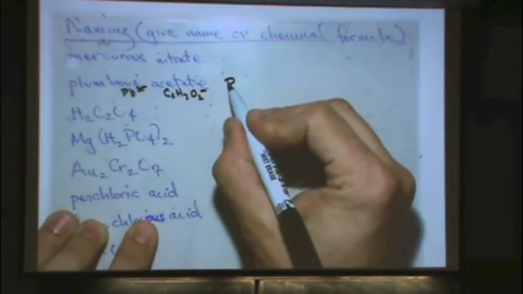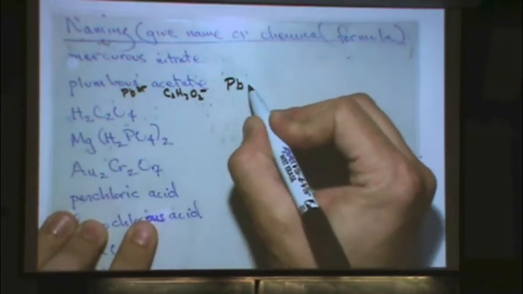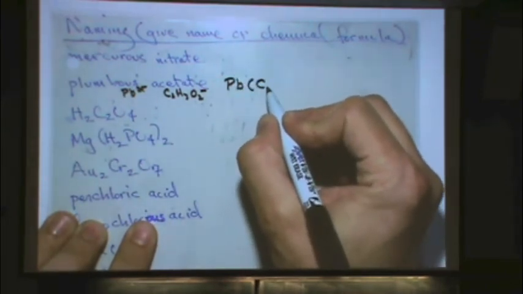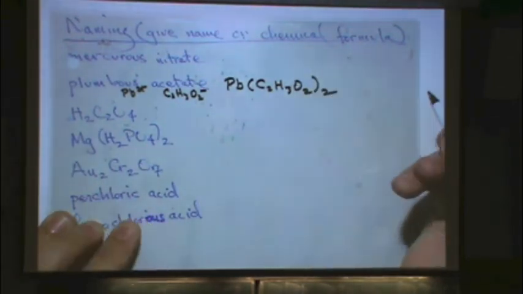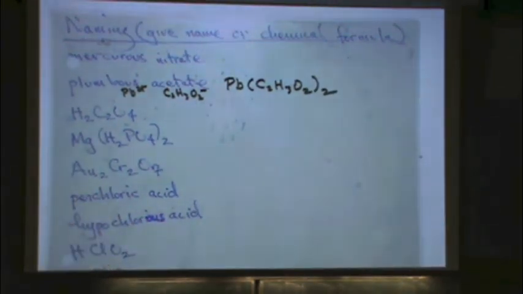So I'm going to do Pb(C2H3O2)2. That'll give me 2 minuses, 2 pluses. It'll be fully neutral. That's plumbous acetate. It could also be called, in English, lead 2 acetate. So in English, lead 2 acetate is also acceptable.